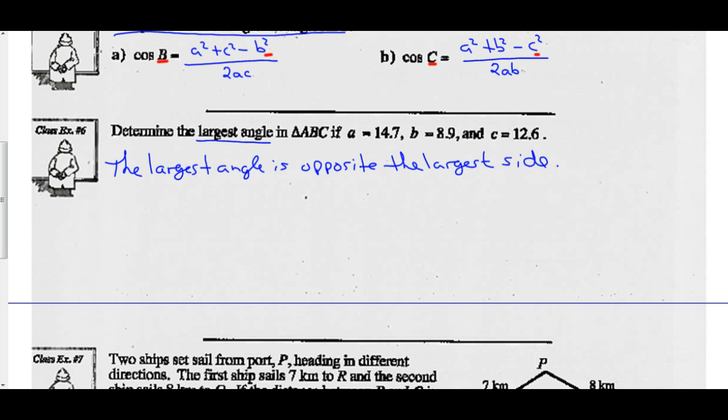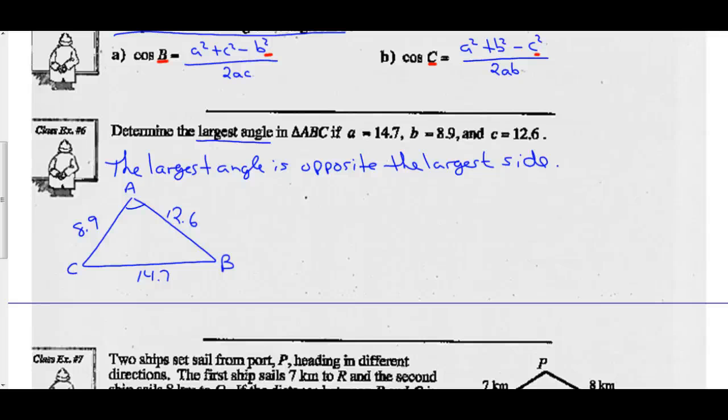So if I want to draw this triangle, maybe it looks like this. The largest side is lowercase a, so 14.7. That makes this angle A. Lowercase b is 8.9, so that makes this angle B. And lowercase c is 12.6, so that makes this angle C. The largest angle in the diagram I just drew is opposite 14.7, so we're looking for angle A.